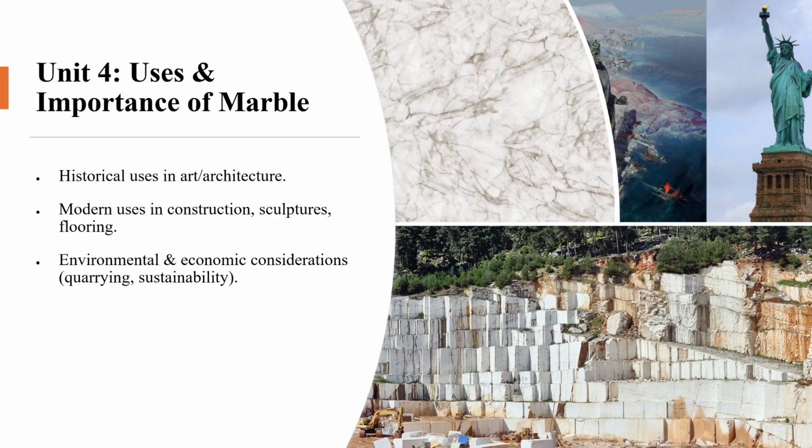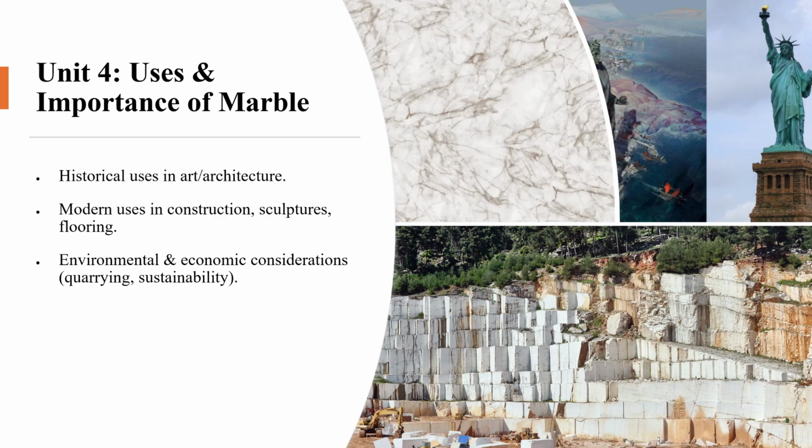Throughout history, metamorphic rocks have been widely used in art and architecture. For example, marble was prized by the Greeks and Romans for statues and temples because of its beauty and ability to be finely carved. Slate was also used in historical buildings for roofing and writing tablets. In modern times, these rocks are still important. Marble and granite are popular in sculptures, monuments, and high-end construction. Slate is used for flooring, tiles, and countertops, thanks to its durability.